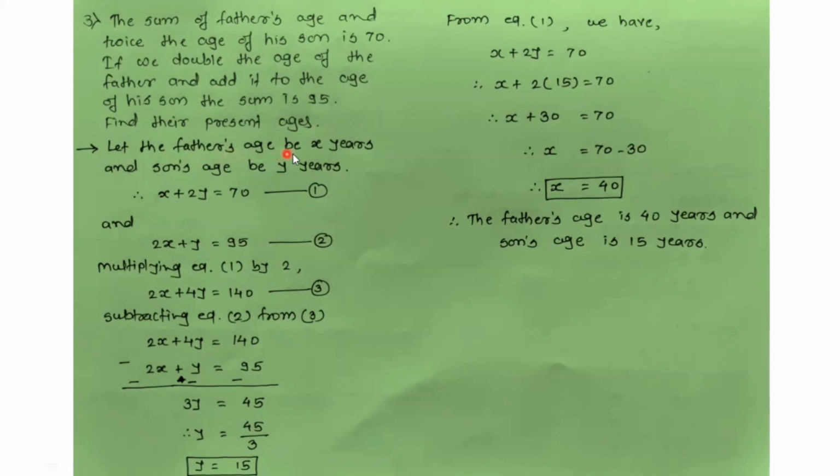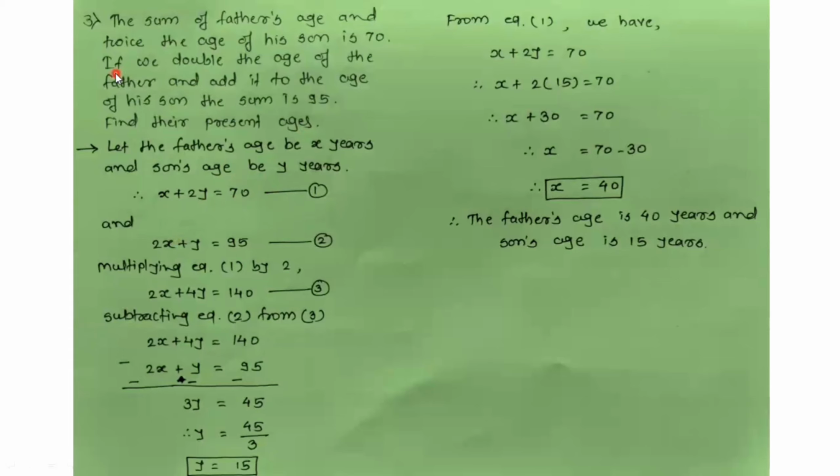So let the father's age be x years and the son's age be y years. From the first condition, as it is given that the sum of father's age and twice the age of his son is 70, the father's age is x and the son's age is y, so we have to make it double, that is 2y. If we add this, that is x plus 2y, that is equal to 70. So from the first condition, we get the first equation, x plus 2y is equal to 70. Call this equation number 1.